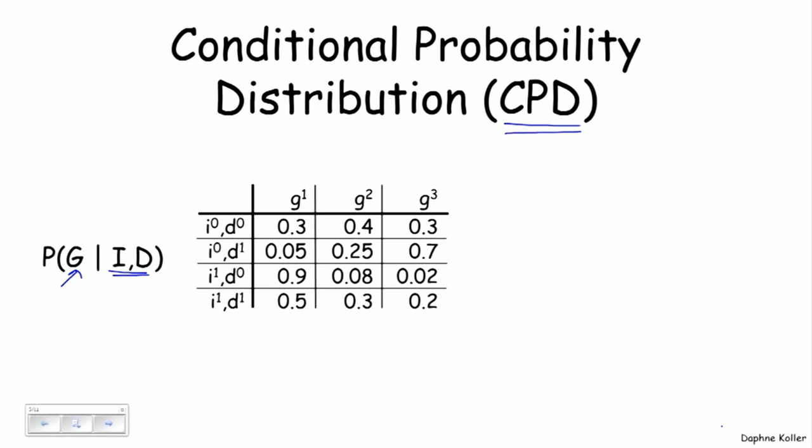So, for example, if I have an intelligent student in a difficult class, which is this last line over here, this tells us that the probability of getting an A is 0.5, a B is 0.3, and a C is 0.2. And as we can see, these numbers sum to 1, as they should, because this is a probability distribution over G for this particular conditioning context. And you can easily verify that this is true for all of the other lines in this table. So this is again a particular type of factor, one that satisfies certain constraints. In this case, that each row sums to 1.